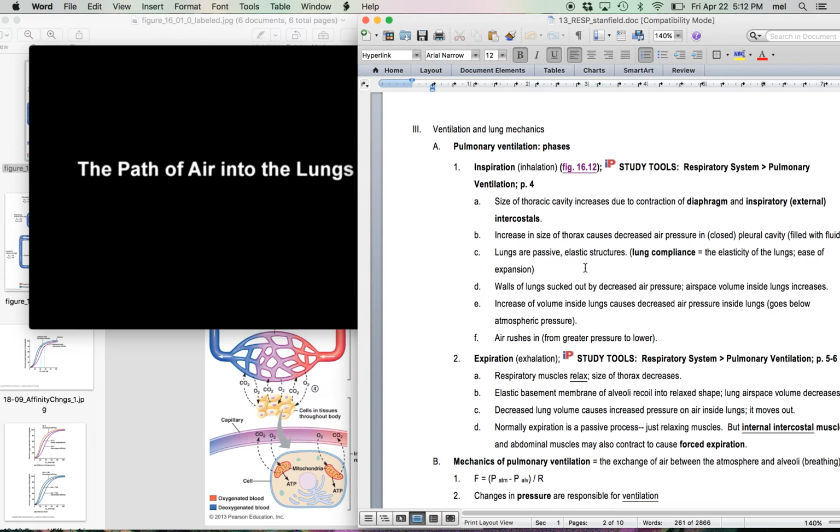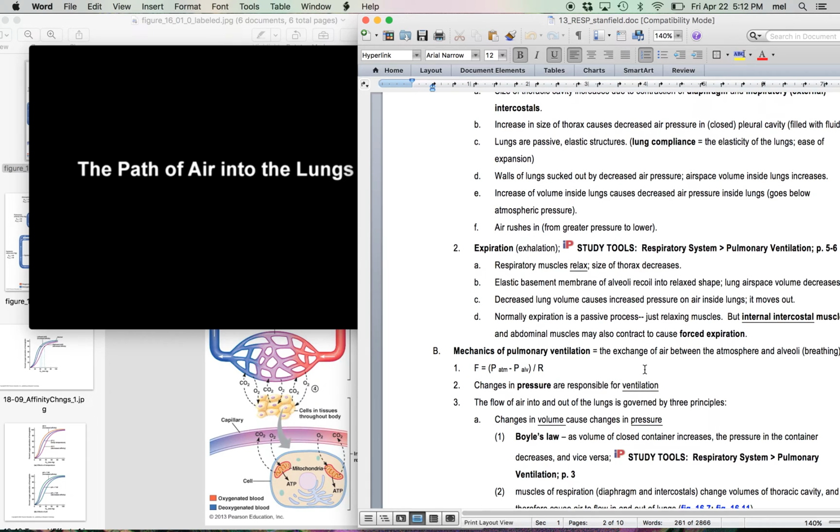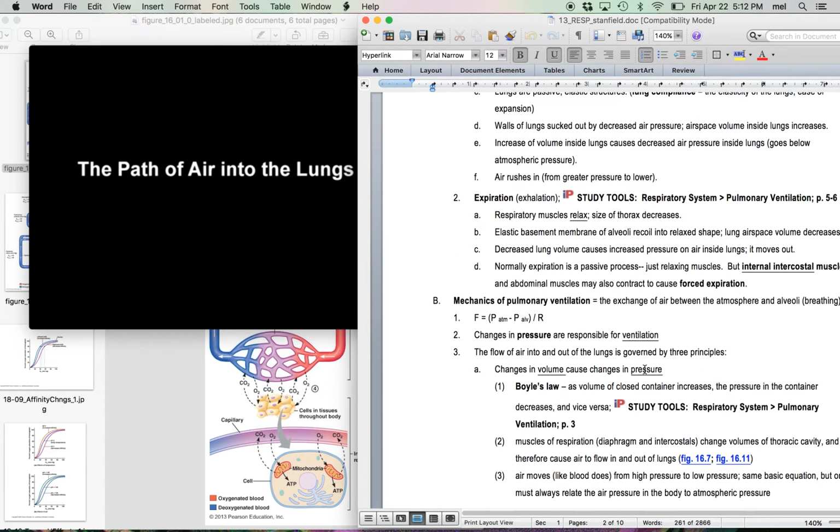Then to expire, all I have to do is relax the same muscles, which is primarily the diaphragm and the external intercostal muscles. When I relax those, the size of the thoracic cavity decreases again, and the pressure in the thoracic cavity increases above atmospheric pressure. That is what will cause your exhalation. There is a way to do forced exhalation, but that is a different type of thing.